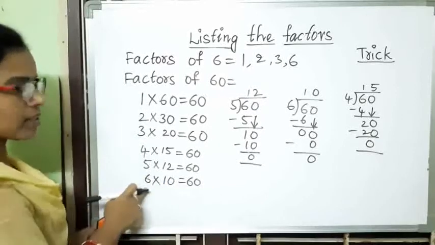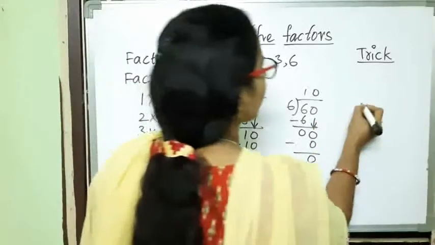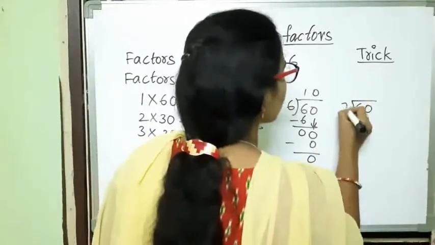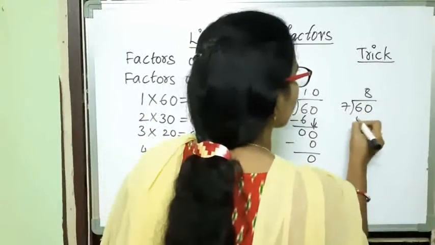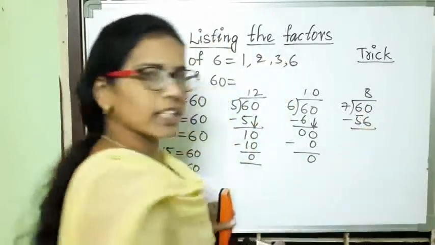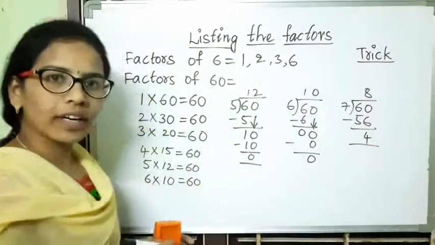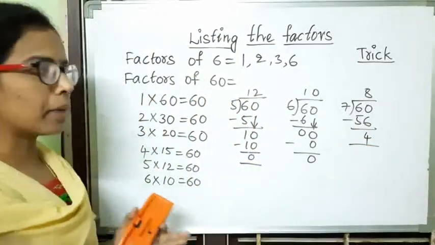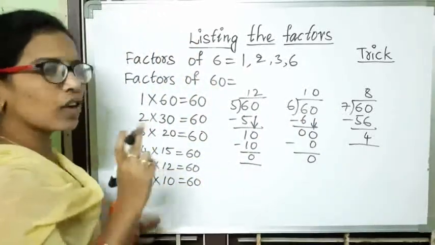Let's take number 7 here. After 6 is 7. Divide 60 by 7 here. 7 8s are 56. 60 minus 56 equals 4. Here we got 4 remainder, not 0. That means here 7 is not a factor of 60. So we do not take 7.